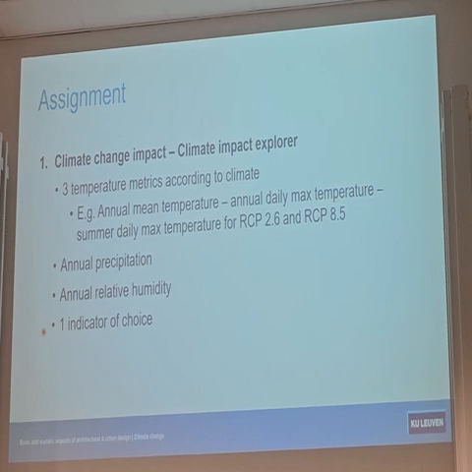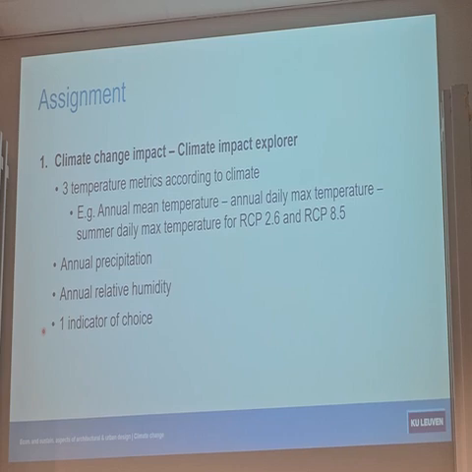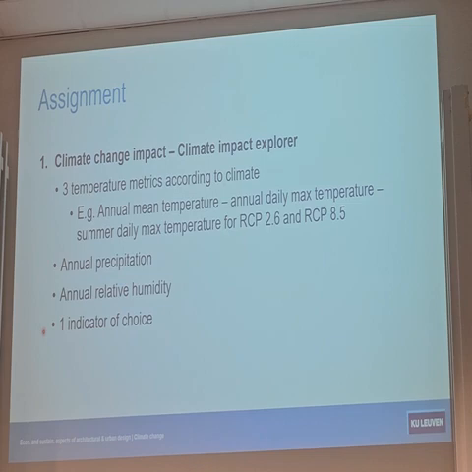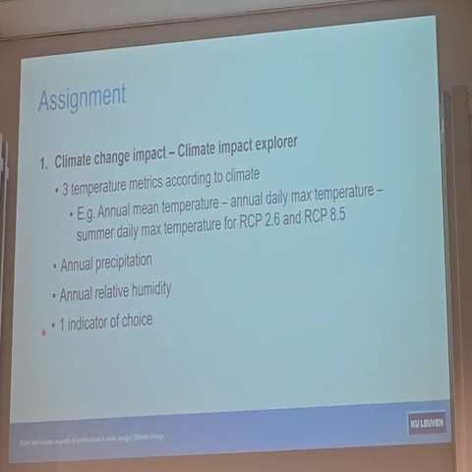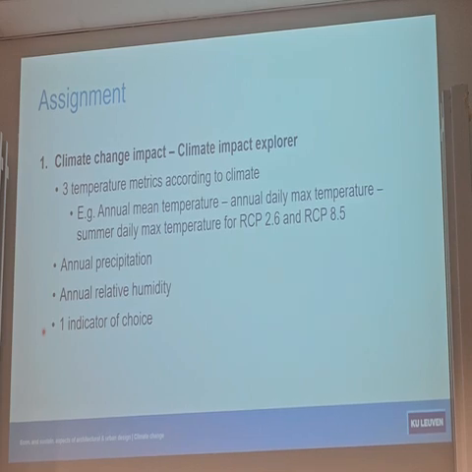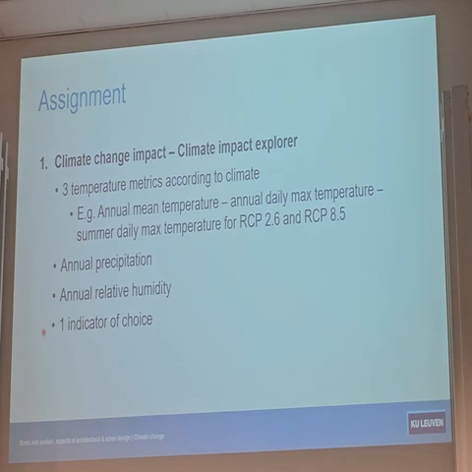In that regard, what I would like you to look into is, for your country and, if possible, the province the city is located in, the three temperature metrics: the annual mean temperature, annual daily max temperature, and the summer daily max temperature, for the RCP 2.6 and RCP 8.5 scenarios. Also look into annual precipitation and relative humidity for the same scenarios, and then take one indicator of choice.